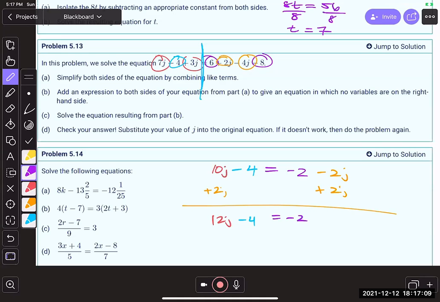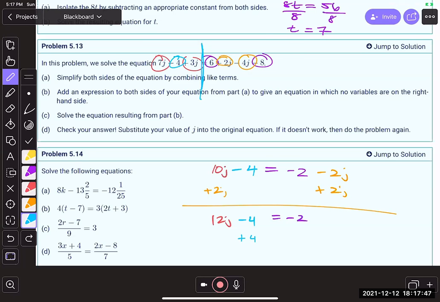What do we need to do now? You can isolate the variable now, so you want to get j alone, right? So how do you get j alone? What do you need to do first? You can add 4. And why do you add 4 first? Why do you not divide by 12? Why do you not subtract 12? Why do you add 4? Because you're not dividing by 12 first, because it's the one that's closest to j. j is being multiplied by 12, and then it's being subtracted by 4.